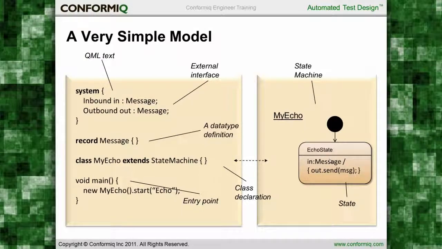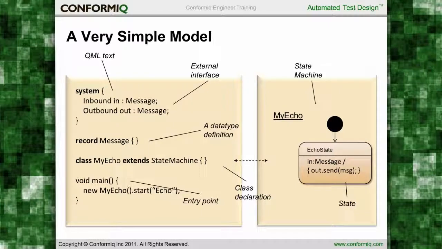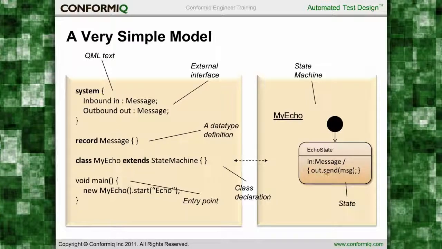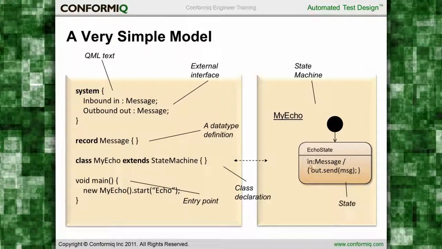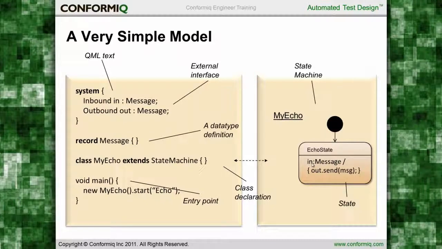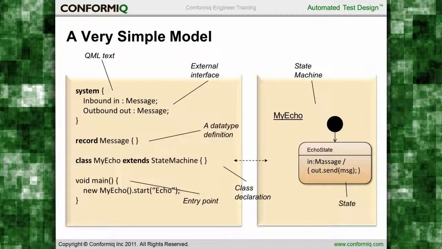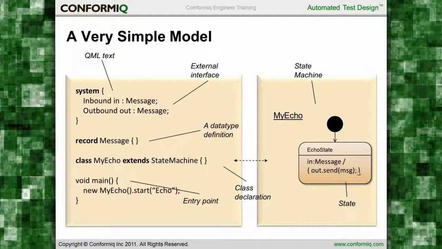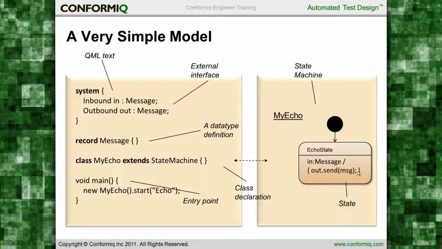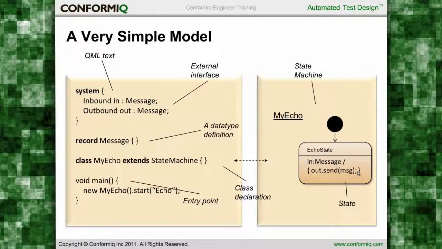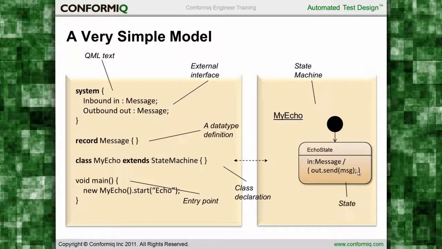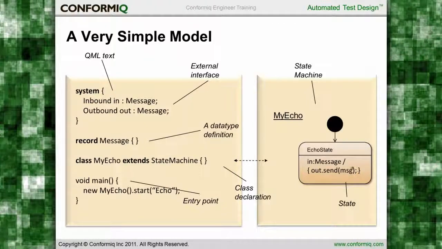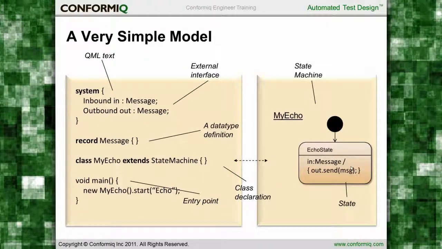And what this specification now says is that our system, when it's started, stays in this one echo state, receiving messages from this inbound port called in, and as soon as it has received the message, which is defined by this action here on the second line, it sends or echoes the message back. That's where the name of this model comes from. It echoes the message that it receives from its environment immediately back. So it's an echo model.